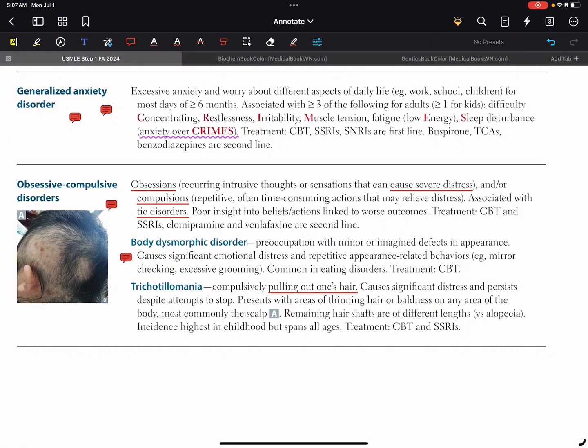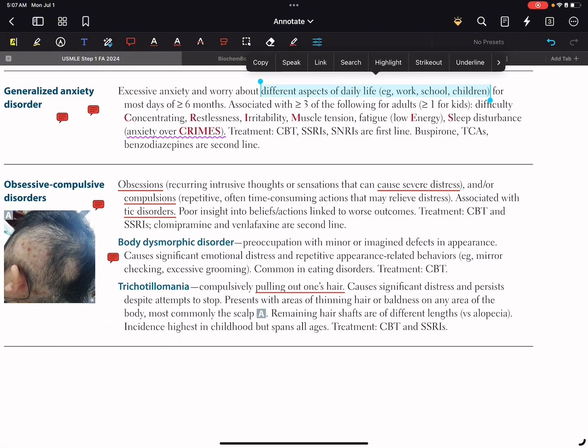Okay, obsessive compulsive disorder. Generalized anxiety: difficulty concentrating, restlessness, irritability, muscle tension, fatigue, sleep disturbance. Yeah, you get it from the case, no need to remember this. The most important thing is worrying about different aspects of daily life, like she's worried about home, she's worried about work, she's worried about the children.